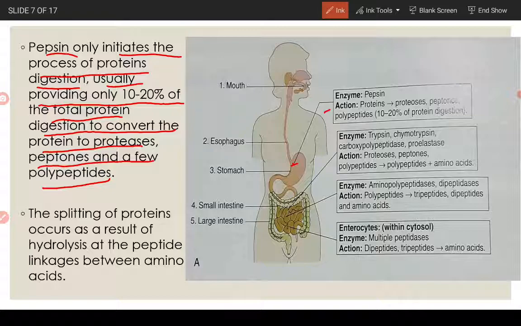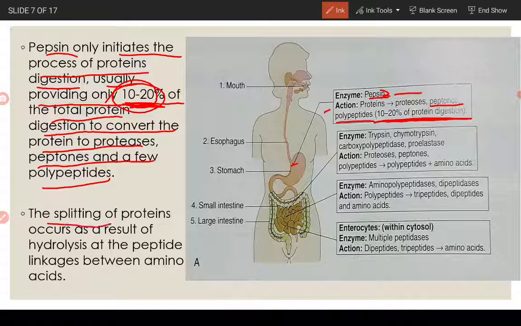So the first enzyme that digests protein is pepsin, which is found in the stomach, and only 10 to 20% of protein digestion occurs in the stomach, right? Pepsin digests the proteins and converts them into proteoses, peptones, and polypeptides. The rest of the digestion of proteins happens in the small intestine.